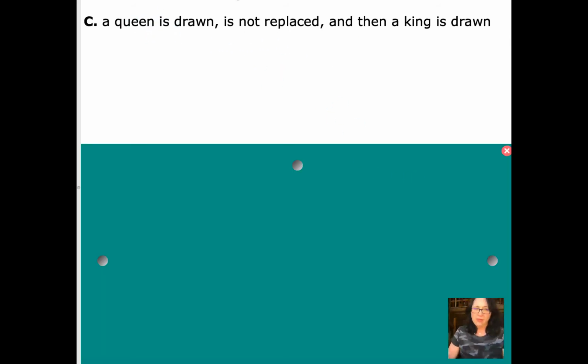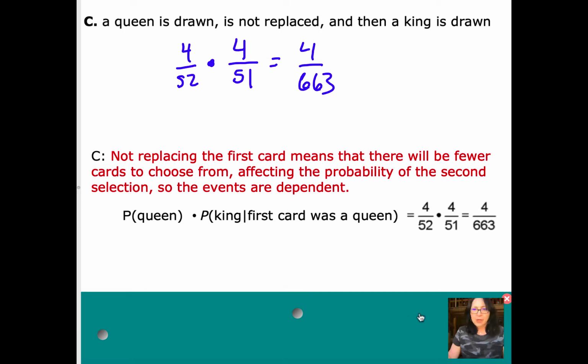A queen is drawn. So how many queens are there in a deck? There's 4 out of 52. I don't replace it. So now I have that. But I'm not taking another queen, because if I took another queen, that would be 3. I'm now taking a king. The probability of taking a king is 4, but not out of 52 because I took a card out. So now that's out of 51. So 4 out of 51, that reduces to that. All right, there we go.